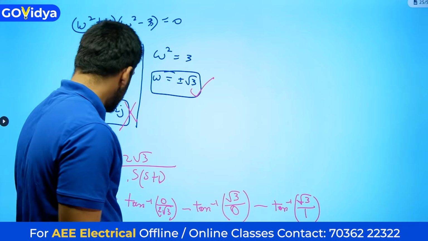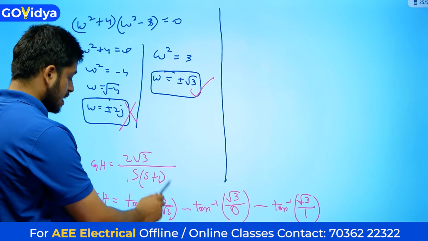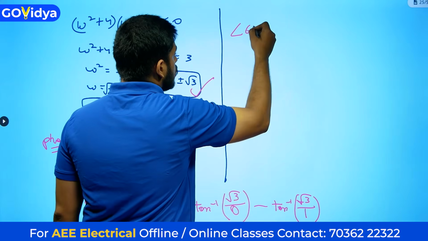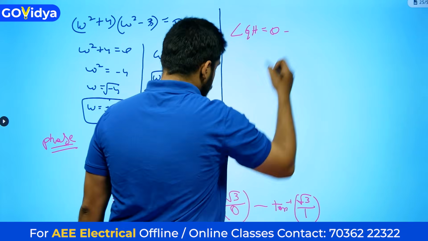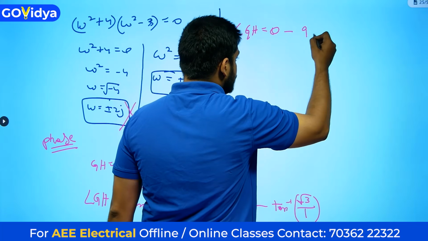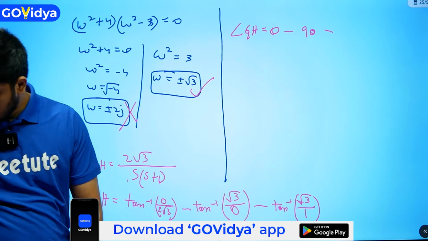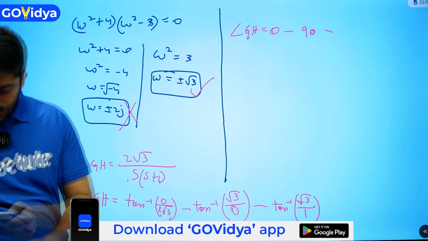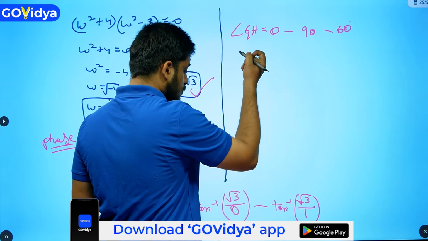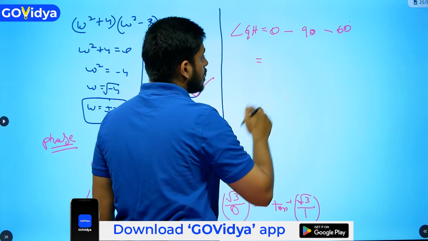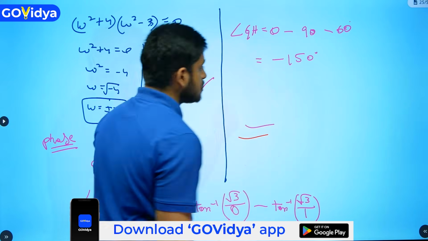Now from here, what is the answer I am going to get next? First, tan inverse of 0 is 0, so angle of GH is equal to 0. Then minus tan inverse of root 3 by 1 is minus 90 degrees. Again it is minus tan inverse of root 3. What is the tan inverse of root 3 value? 60 degrees. Okay, exactly it is 60 degrees. So what are we going to get? Minus 90 minus 60 is exactly minus 150 degrees.